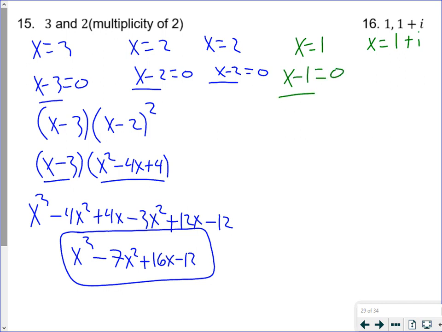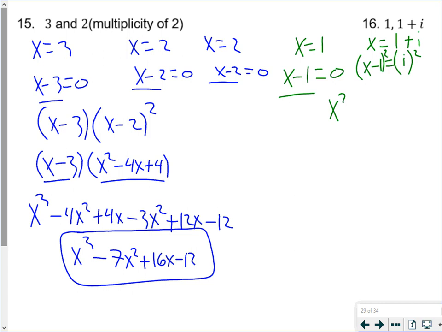For x equals 1 plus i, remember, we want to isolate the i just to make our lives much easier when we square everything to get rid of the i. So we move the 1 over, so you get x minus 1 equals i. And then we'll square both sides. And when we square both sides, the left side anyway gives us x squared minus 2x.